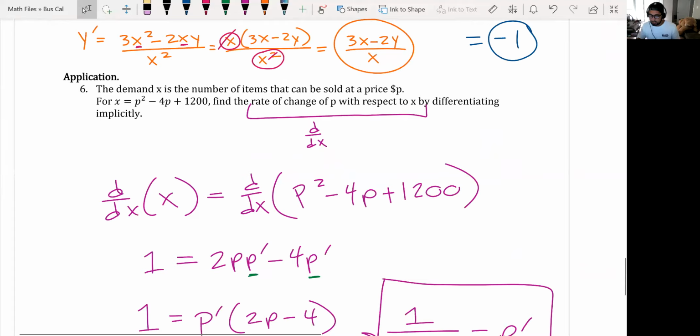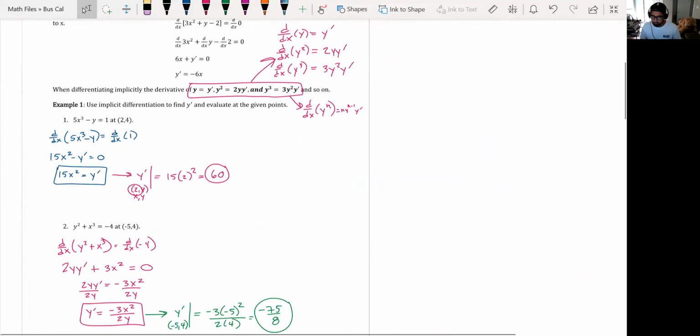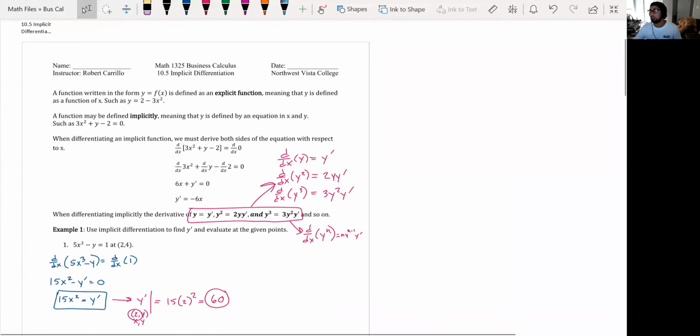So that is implicit derivatives. Harmless, right? See you at the next one.